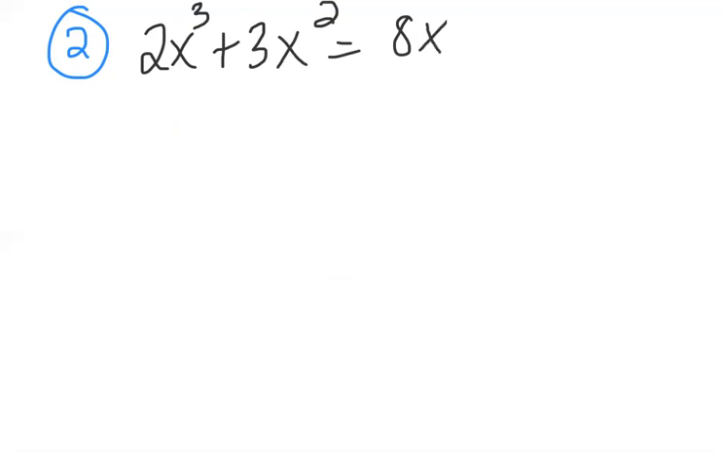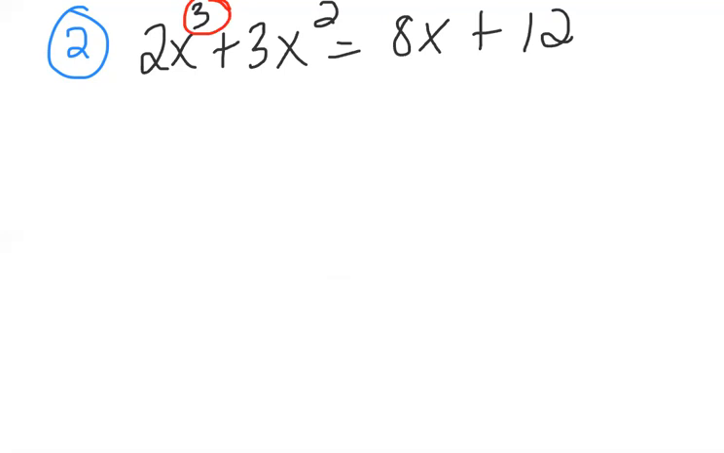So pay careful attention to this one. 2x cubed plus 3x squared is equal to 8x plus 12. This is a third degree polynomial. How do I know if it's a third degree polynomial? The highest power in this case, okay?